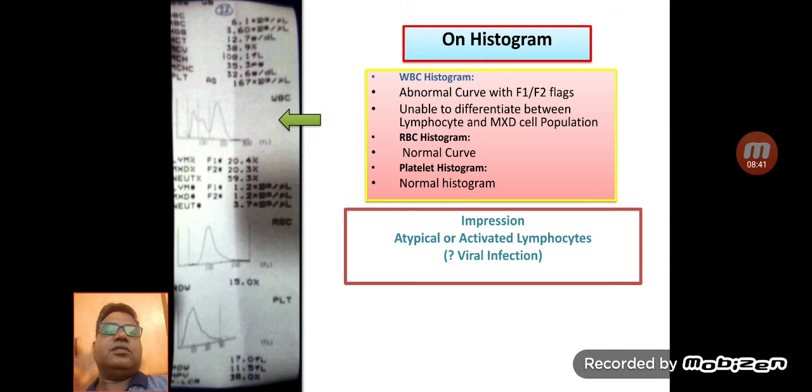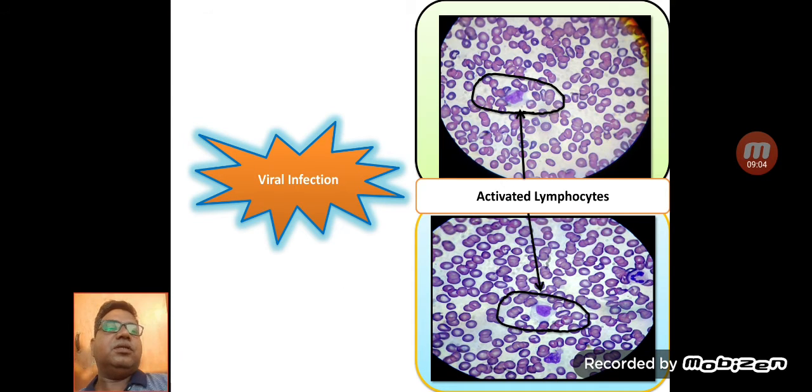The mixed population cells are in continuation with the lymphocytes. So you can easily appreciate that this is a typical case of activated lymphocytosis or atypical lymphocytosis, and this is a typical case of viral infection. Again, if we analyze the peripheral smear of this patient, here you can see these are the atypical lymphocytes. So this is again a case of viral infection. By knowing this F1 and F2 flag, we can easily differentiate this condition.